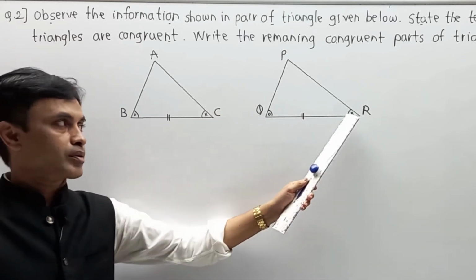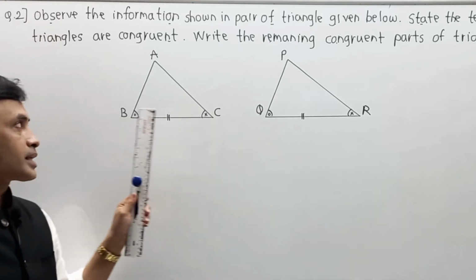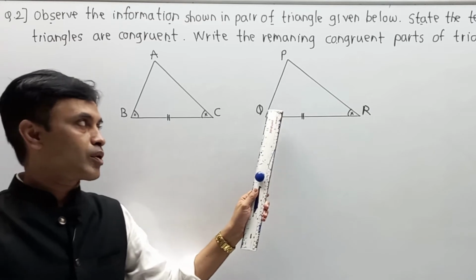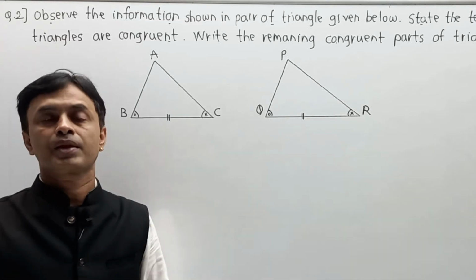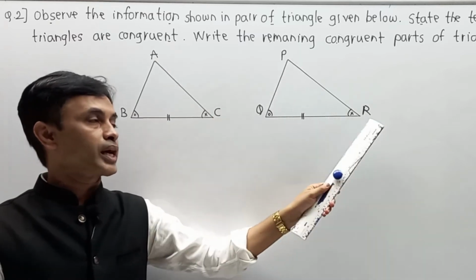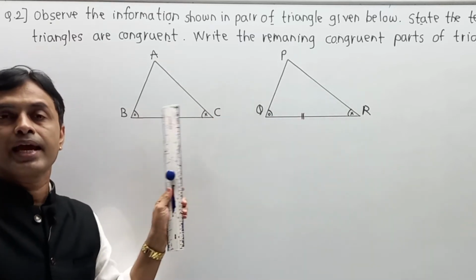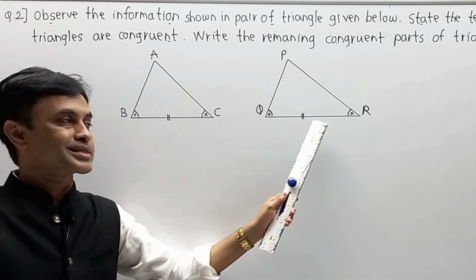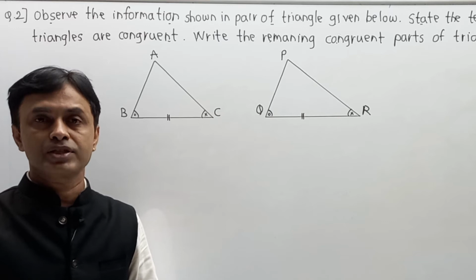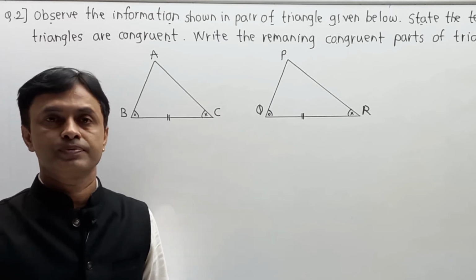A cross mark with a curve on both. Naturally you can say angle side angle of the first triangle is congruent with angle side angle of the second triangle. Naturally triangle ABC is congruent to triangle PQR by the ASA, angle side angle, test of congruency. Now we are going to write each and every step, so please observe carefully.